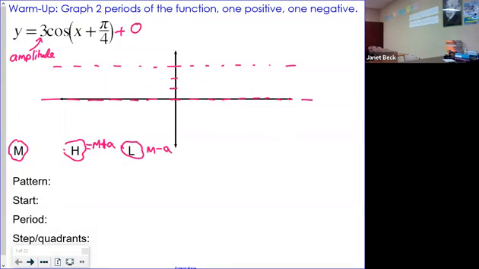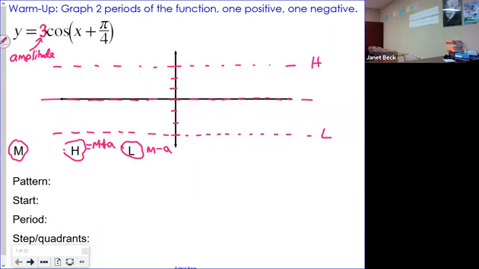Okay, so when we're graphing these, we graph the midline first, which comes from here. That's your midline. There's no vertical shift. And then your amplitude is from your vertical stretch. We're going to go up by 3, and that will give us our high points. And then we go down by 3, and that will give us our low points.